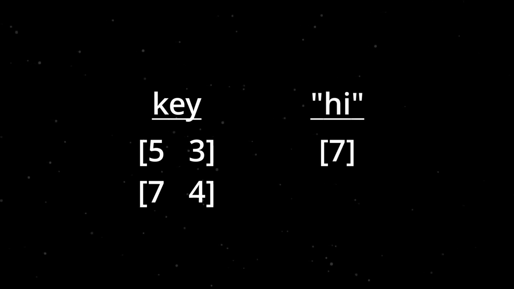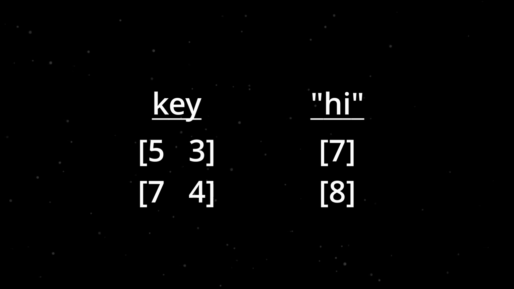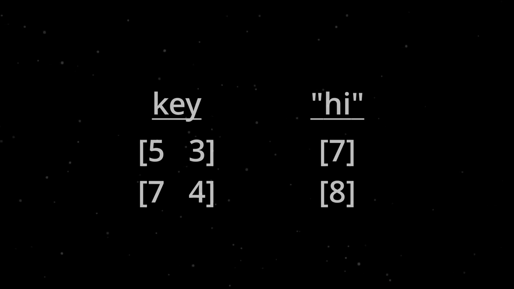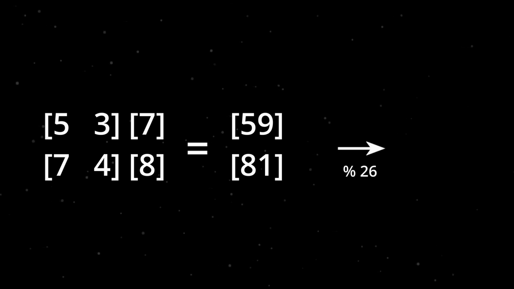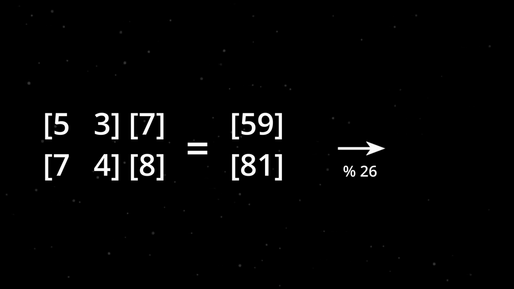H correlates to the number 7 and I correlates to the number 8, so the plaintext can be represented with the matrix 7, 8. To encrypt the message, simply multiply the key by the plaintext, noting the order, to get the 2x1 matrix 59, 81. Then take the modulo of each number in the result by 26, so we can find out which number is which letter.